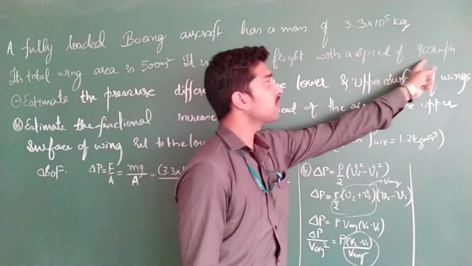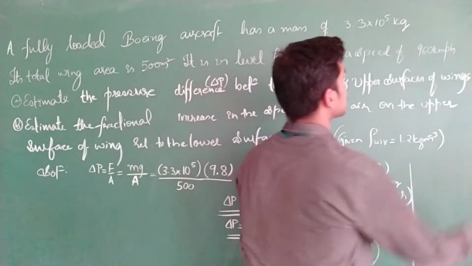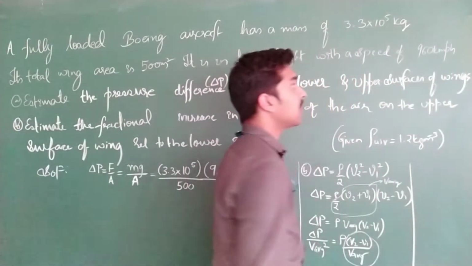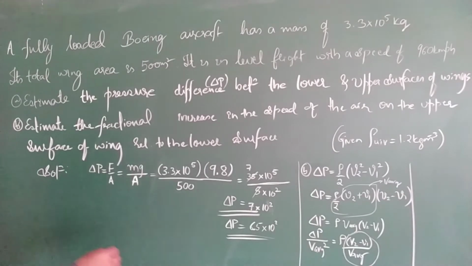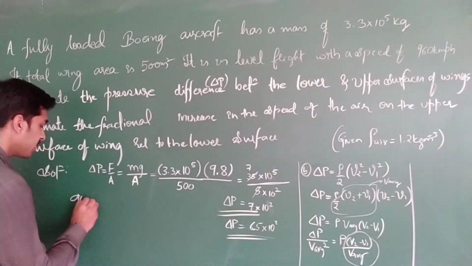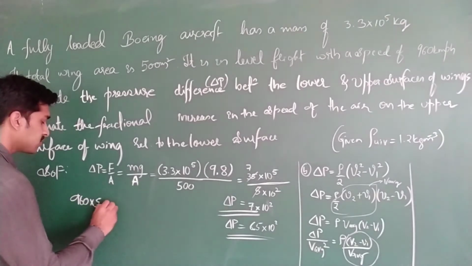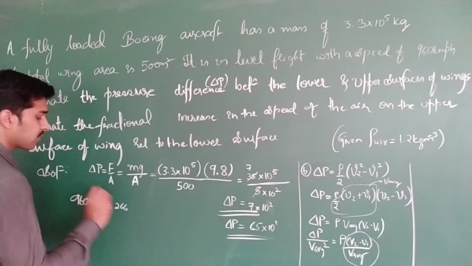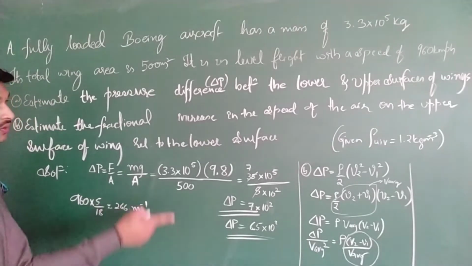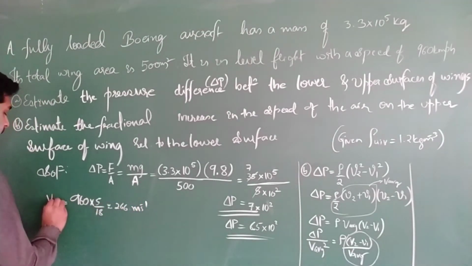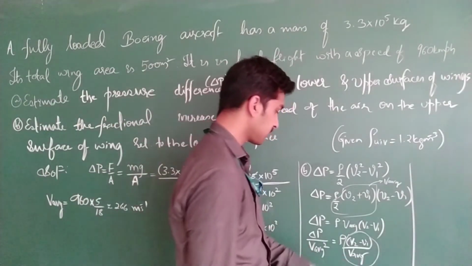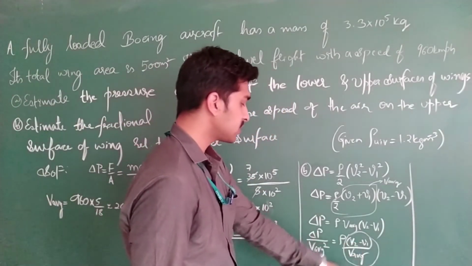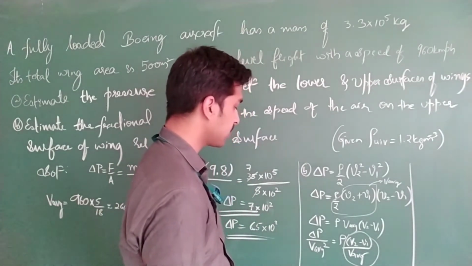It is moving with the speed of 960 kmph. Convert this 960 to meters per second. How are you going to convert? By multiplying it by 5 by 18. Correct? So 960 kmph into 5 by 18 is almost equal to 266 meters per second, which is nothing but V average. Substitute this value in the place of V average. So V2 minus V1 by V average, finally how much are you going to get?